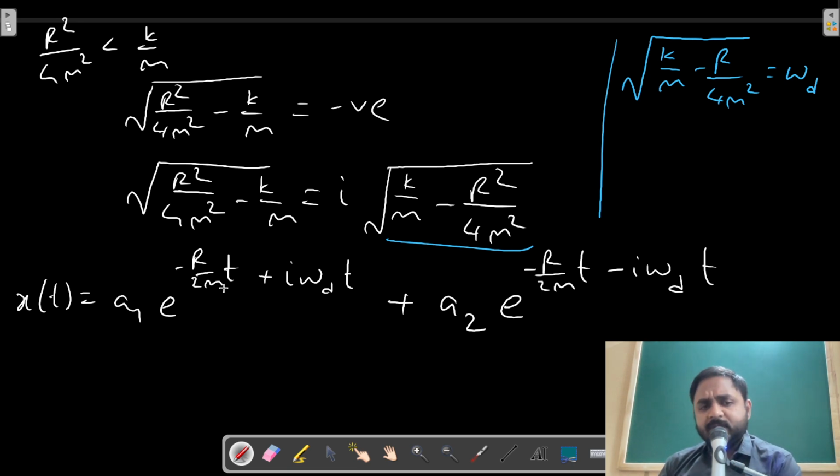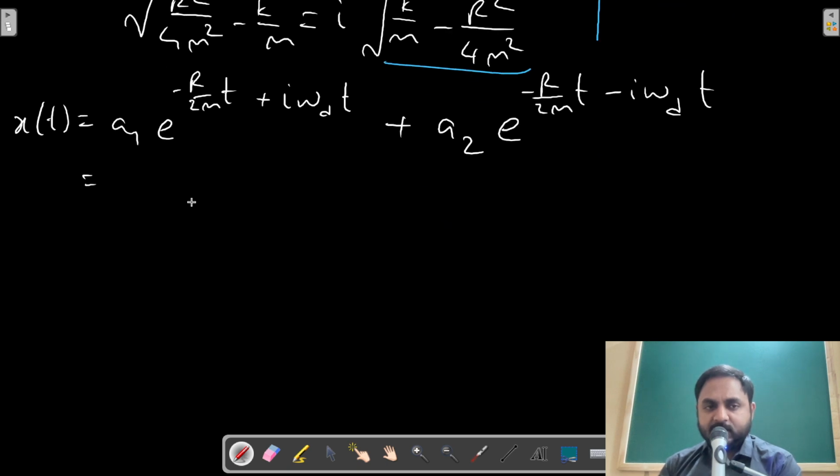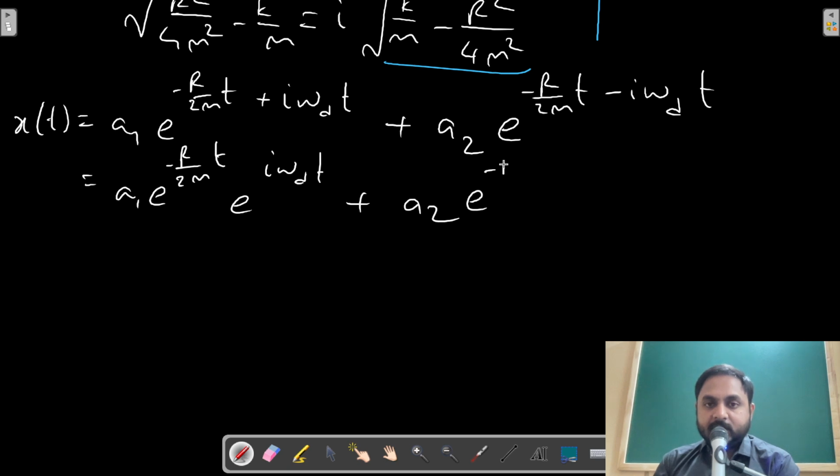Now we'll separate these terms, because e raised to minus r by 2m t is common in both. Just before taking it common, in case you still have a doubt, let me expand this. e raised to a plus b can be written as e raised to a into e raised to b. So the first term can be written as a1 e raised to minus r by 2m t into e raised to i omega d t, plus the second term a2 e raised to minus r t by 2m into e raised to minus i omega d t.